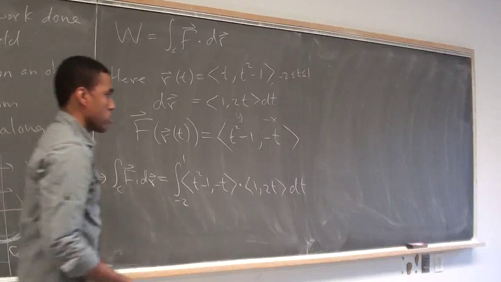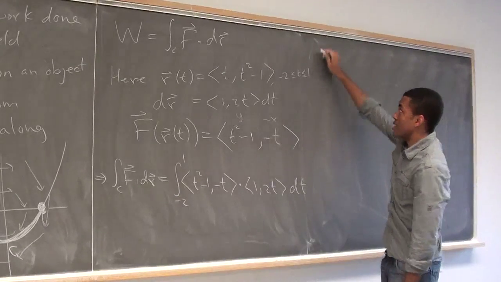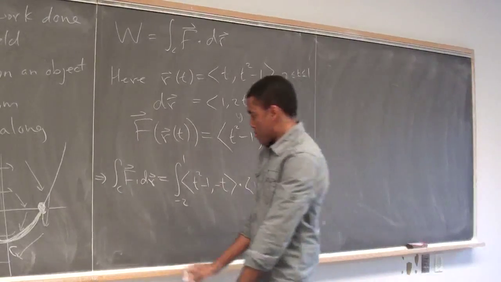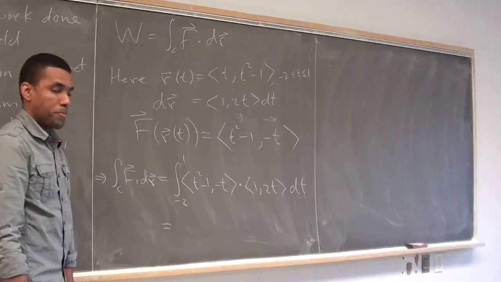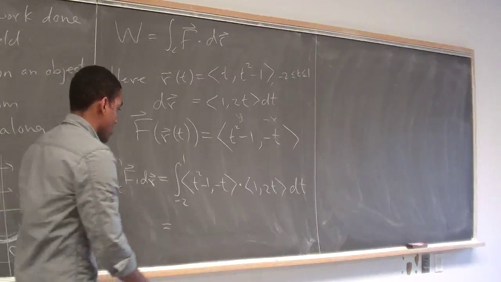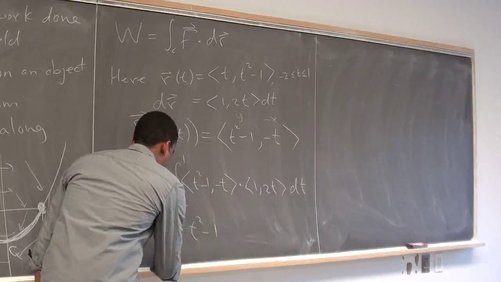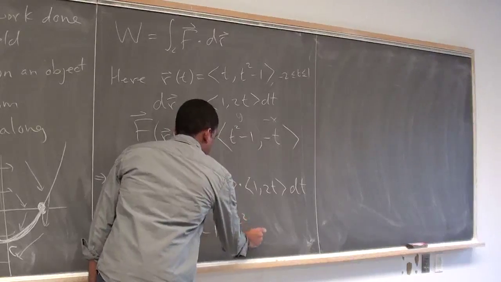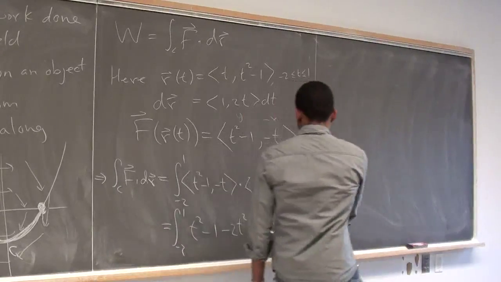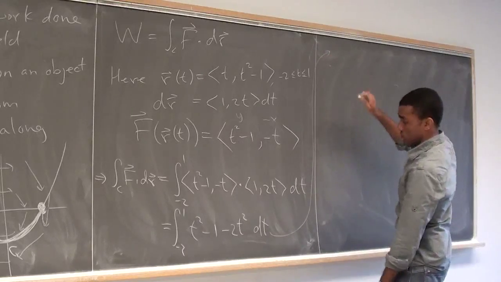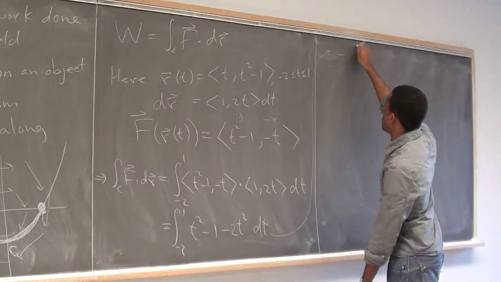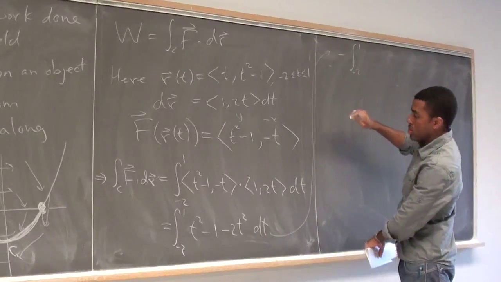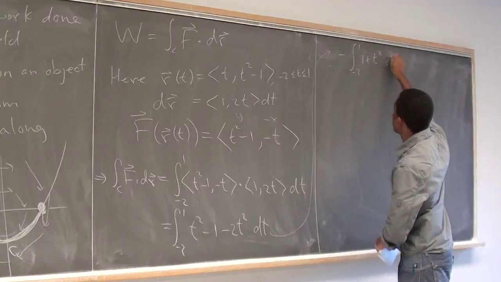Which is why on quiz 1 I asked you to do your dot product, because you're going to need to know how to do that. So this is going to be what? (t squared minus 1) plus (-t)(2t) dt. So we have minus the integral from -2 to 1 of 1 plus t squared.